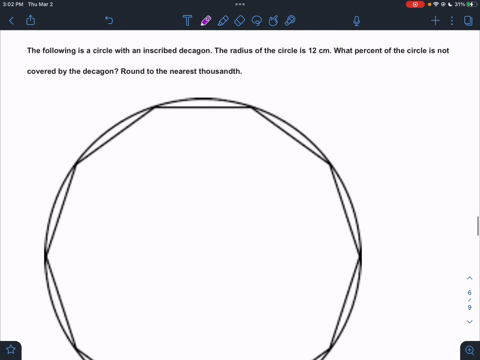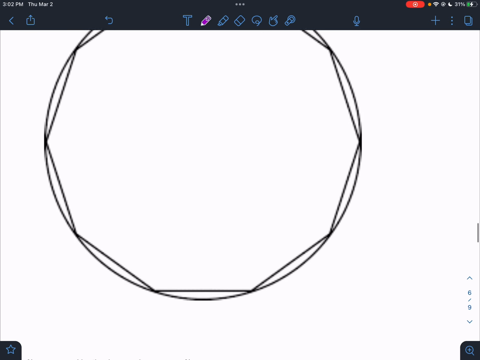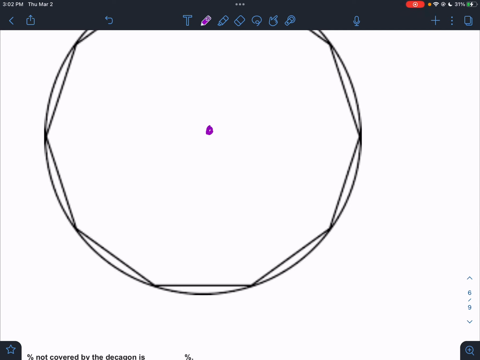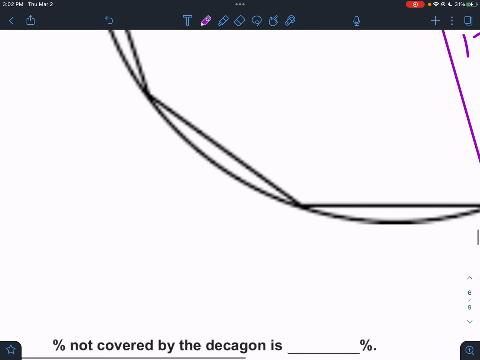All right, the following is a circle with an inscribed decagon. Decagon, that's 10 sides. The radius of the circle is 12. What percent of the circle is not covered by the decagon? So drawing the most useful radius is the real key here. If I draw this radius, I'm drawing the radius of the circle and the decagon simultaneously.